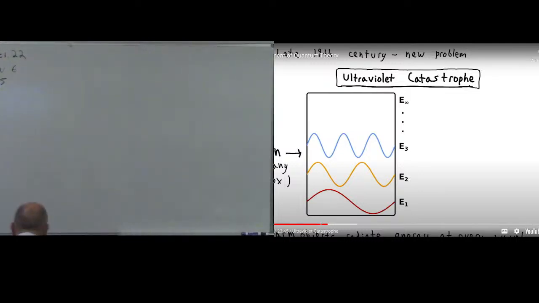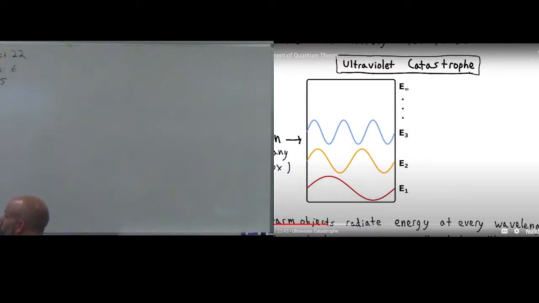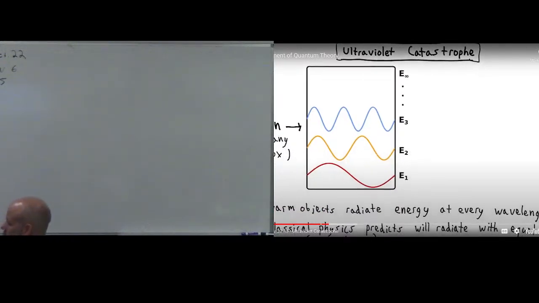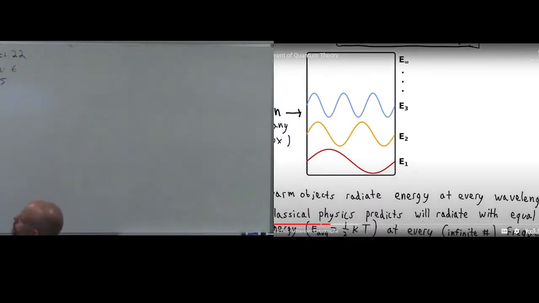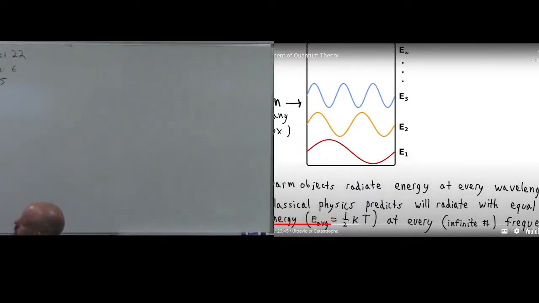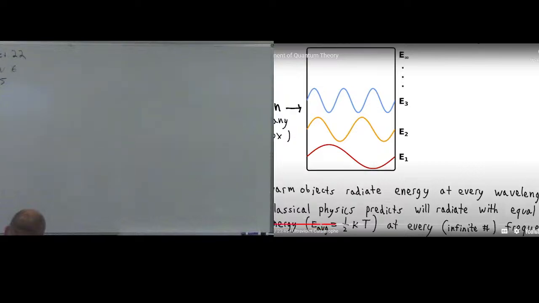Now, to understand the problem, whenever we have a warm object, it's going to radiate energy at every wavelength. Now, according to this classical theory of waves, whenever these waves radiate, they're going to radiate at every wavelength with an equal energy, an average of 1/2 Boltzmann's constant times the temperature. And this is going to occur at every wavelength, every frequency, which means we're going to have infinity times this value for our total energy in our space, which is going to be infinite energy.